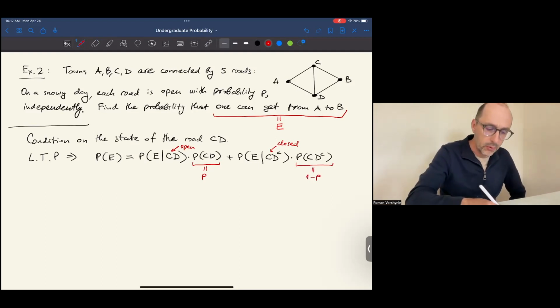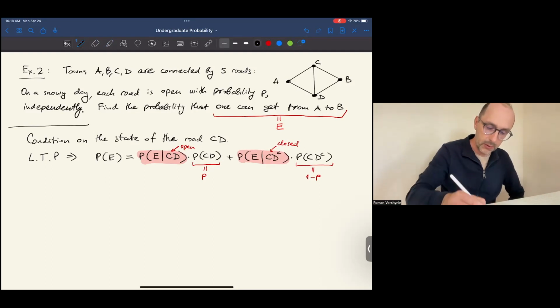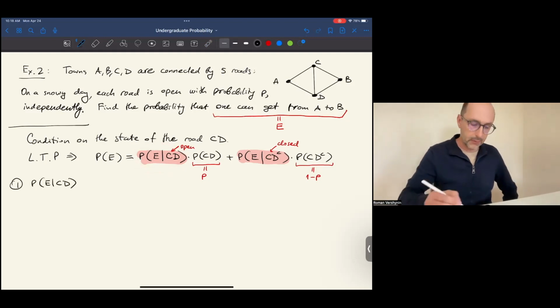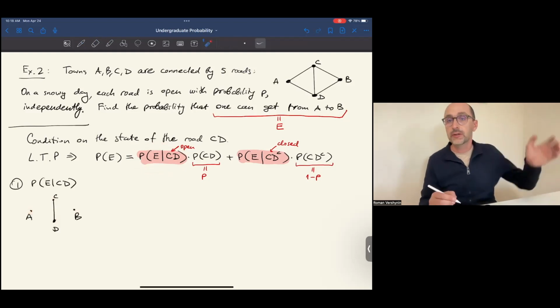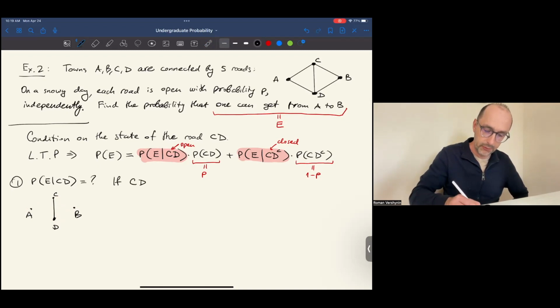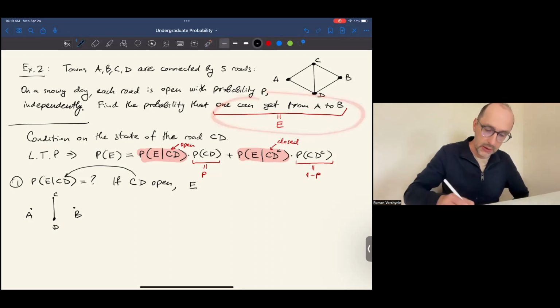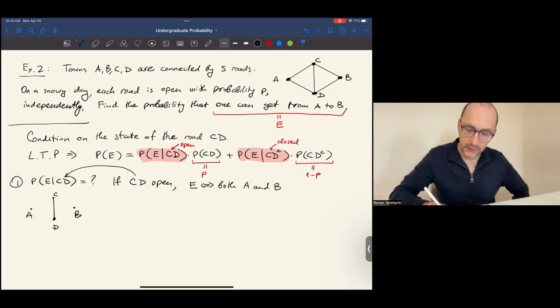Thus, the problem reduces to computing these 2 conditional probabilities. Let's do them, starting from this one. The probability that you can get from A to B if the road CD is open. So the situation we're looking at now is this. We for sure know that the road CD is open. To get from A to B, then, you just need to get to the road. So if the road CD is open, the event that you can get from A to B can be expressed as both towns A and B are connected to CD.